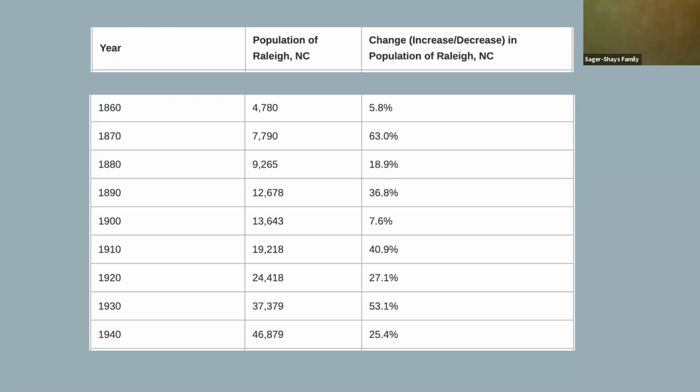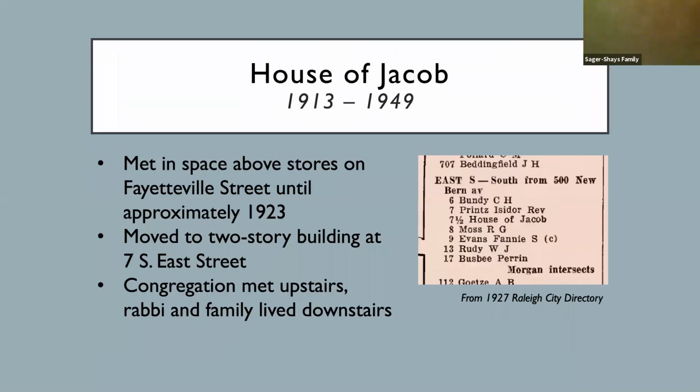1912 was also the time that the cemetery property that we know today was formed and opened. So it was a pretty critical time. Now, the House of Jacob was the name that was chosen for the Orthodox synagogue that eventually became our synagogue. It met above stores on Fayetteville Street until about 1923.